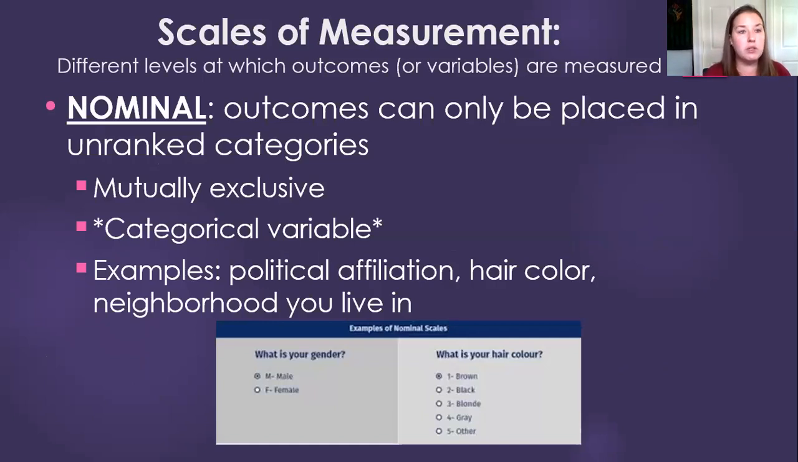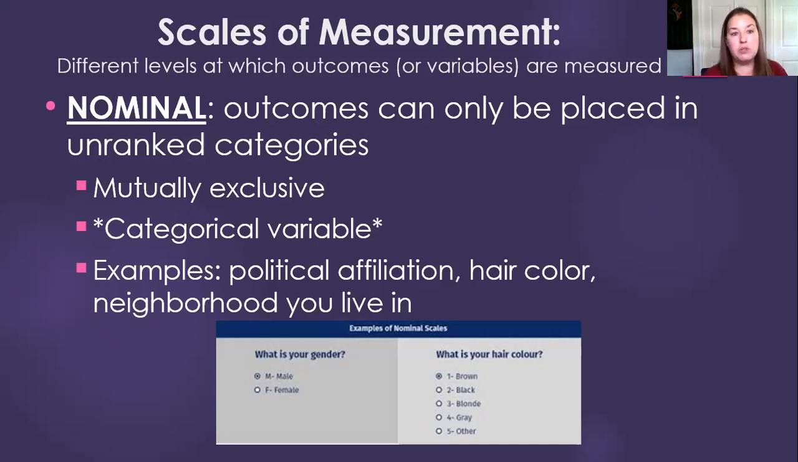Okay, so this next part is really key. Scales of measurement. So for every variable, there's different levels at which these variables are measured. So every variable can be categorized as either nominal, ordinal, or interval ratio level of measurement. And depending upon the answers or the outcomes of a particular variable, that's what determines whether it's nominal, ordinal, or interval. Okay, so first ones are nominal.